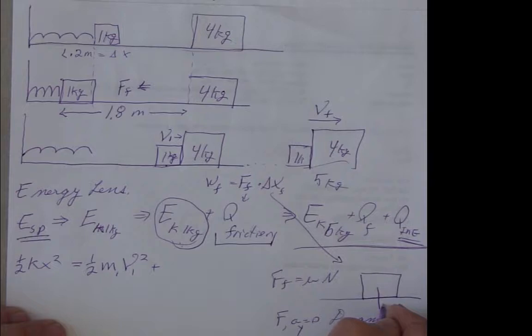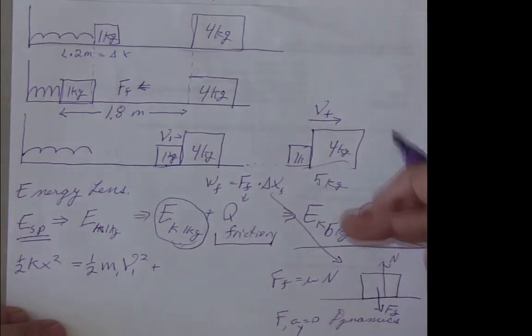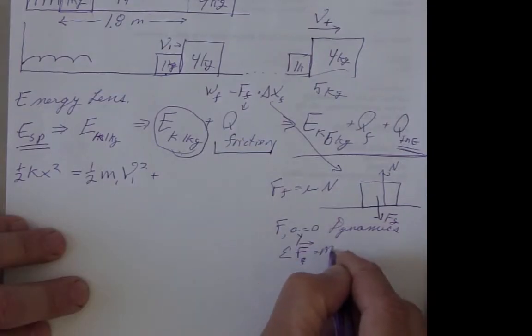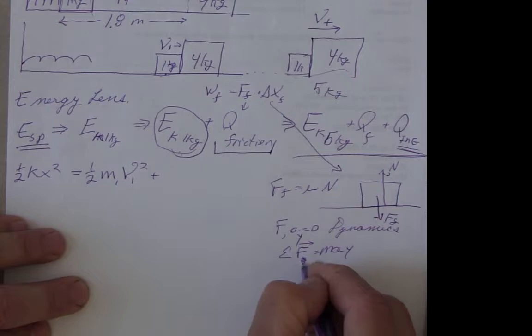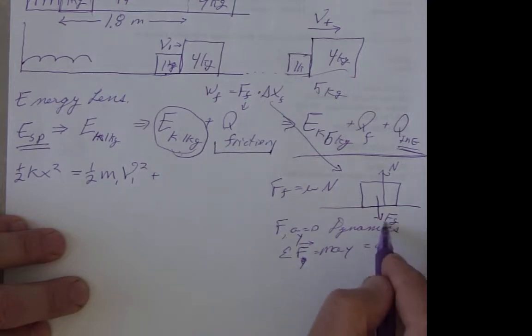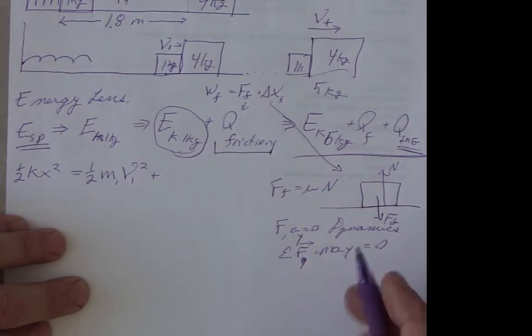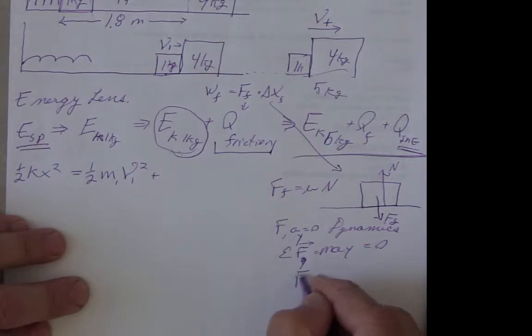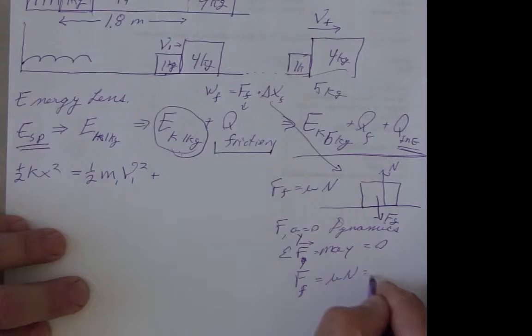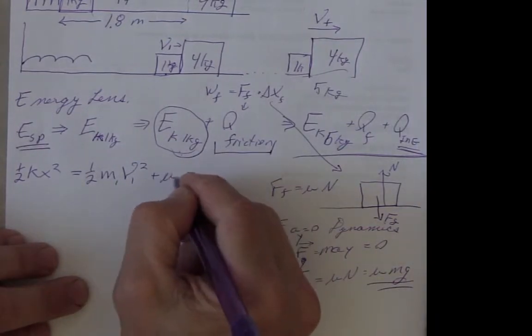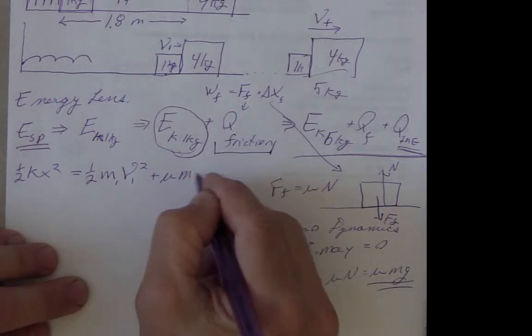And I can say, yeah, sure, the force of gravity and the normal force. And because there's no acceleration in this direction, the vector sum of the forces is mass times acceleration in the y direction, which is equal to 0. The normal force must equal the force of gravity, must equal mg. So the force of friction is equal to mu times n, which is equal to mu times mg. So I can write that in, mu times mg.